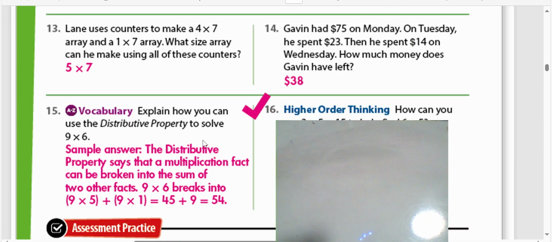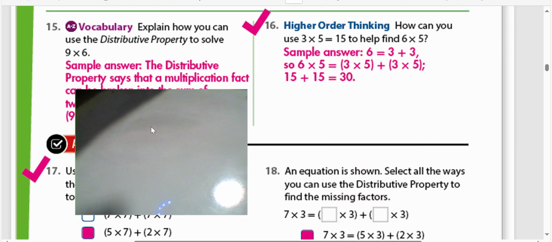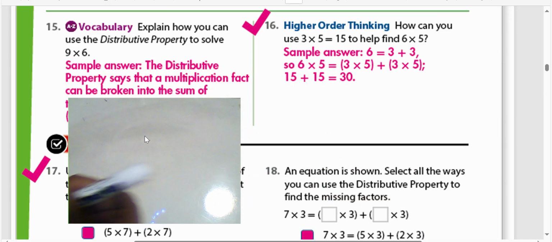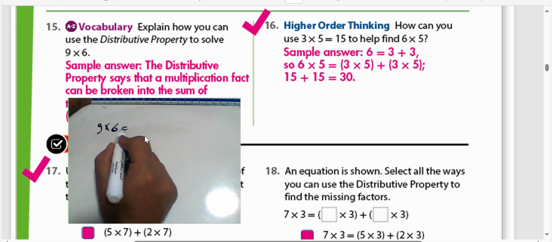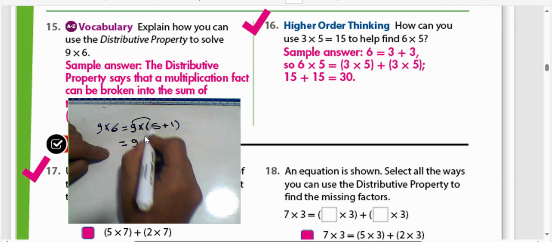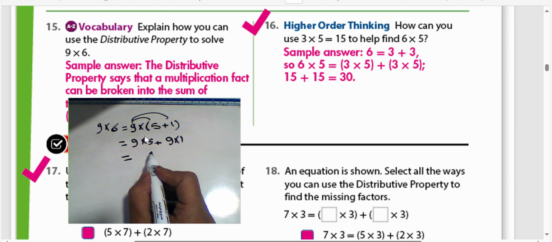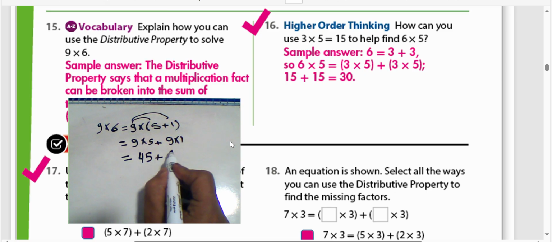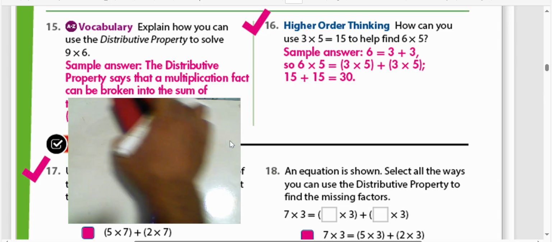We can now explain how you can use the distributive property to find the result of 9 times 6. Okay, we can write this example. 9 times 6 equals 9 times 5 plus 1. We can write 9 times 5 and then 9 times 1. 9 times 5 equals 45. 9 times 1 equals 9. 45 plus 9 equals what? 5 plus 9 equals 14, 4 and carry 1. 1 plus 4 is 5. The result will be 54.